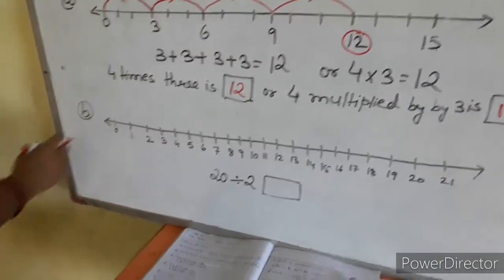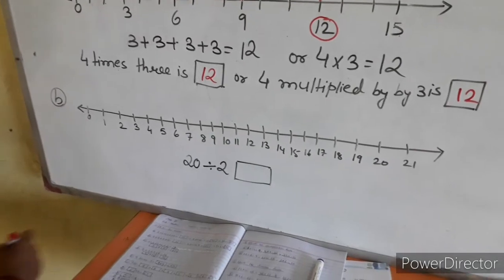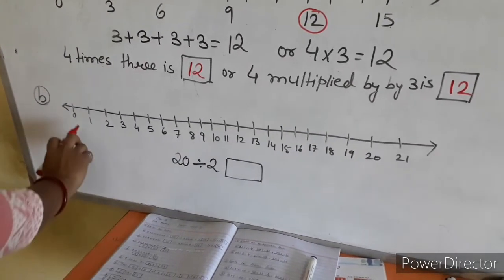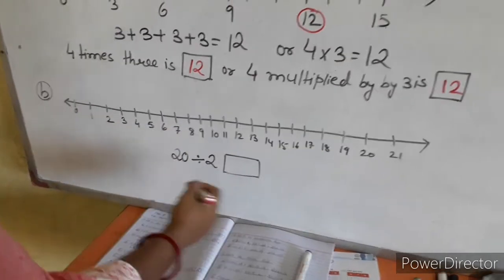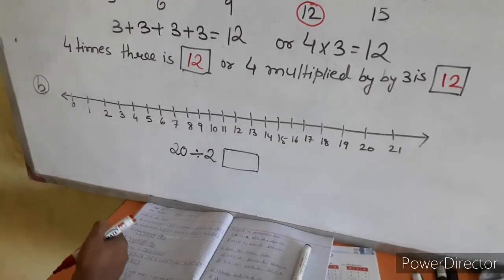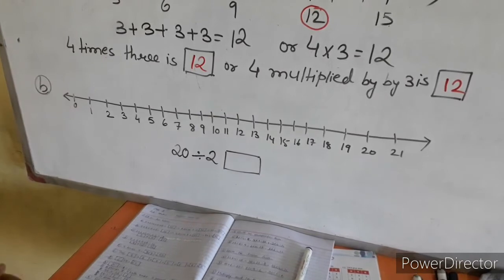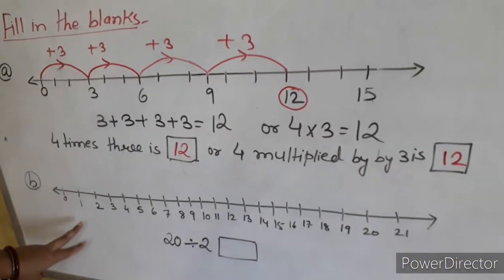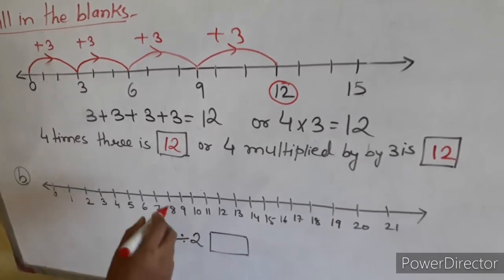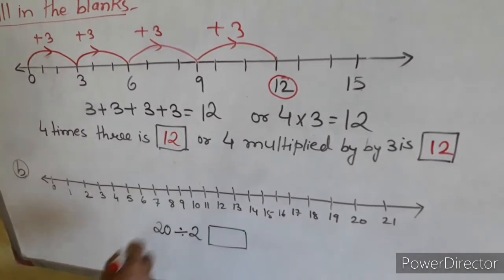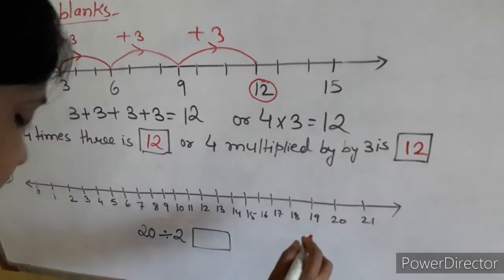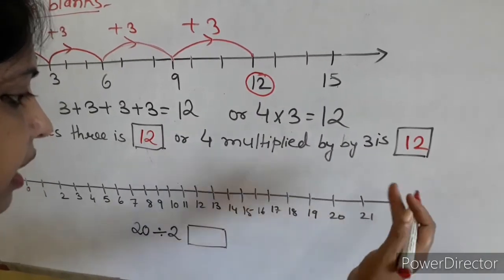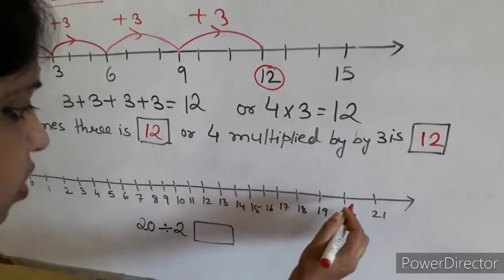Then number B, 20 divided by 2. Here, in division, repeated subtraction of a number is known as division, you can say. So see, if you subtract 2 from 20 repeatedly, how much do we get? Just see. Start from 20, as we have to count from right side to left side.